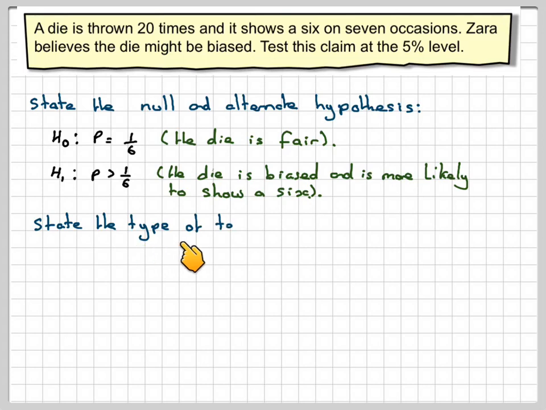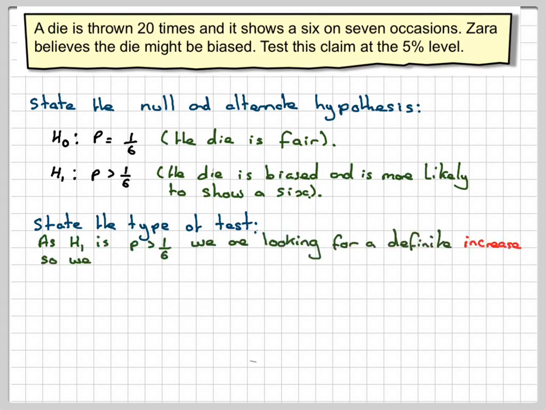State the type of test. Because we've got greater than, we've got a definite increase here. So we look at H1 as p greater than 1/6, which is a definite increase, so we use a one-tailed test. Use a one-tailed test if you've got a definite increase or decrease, otherwise you use a two-tailed test.